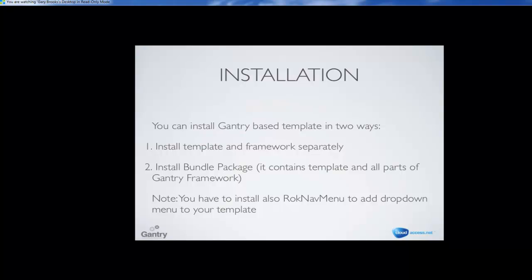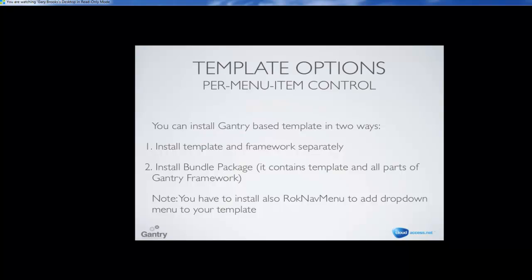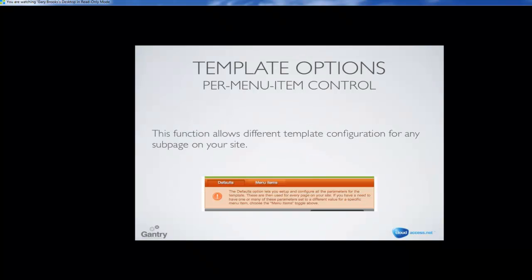Now I will start with the template options, so all features that are included in the Gantry templates. The first one is per menu item control. This function allows different template configuration for any subpage on your site. So it means that, for example, you can change the look of the template on some subpage. On the next slide, I have a video, so it will be easier to understand this.